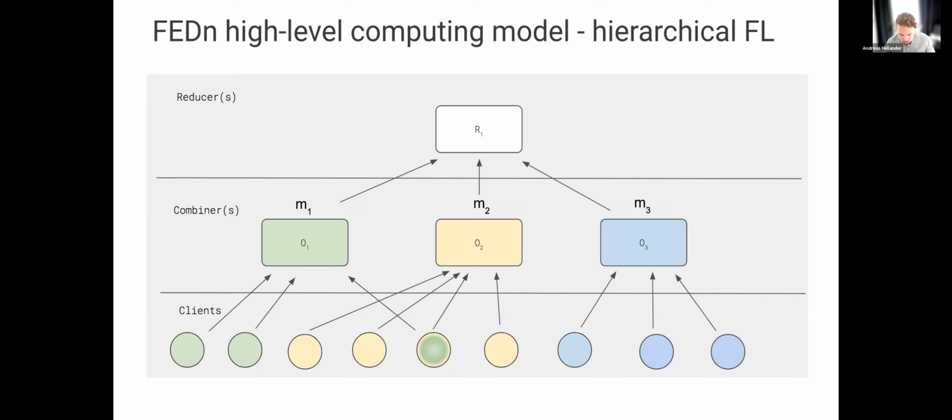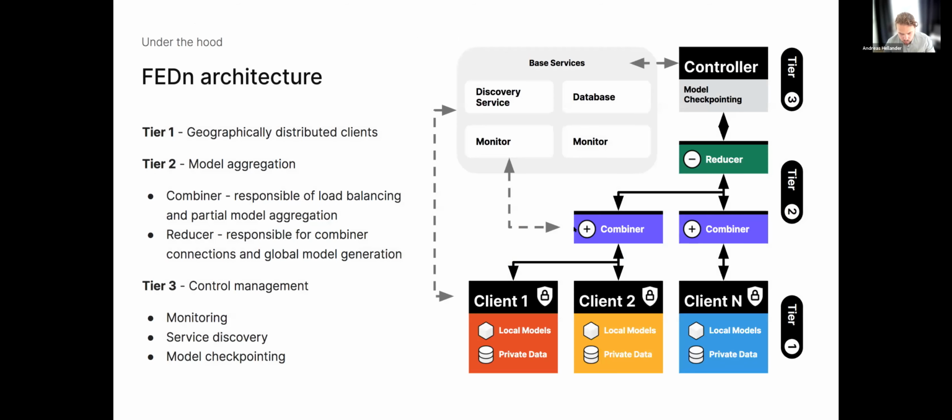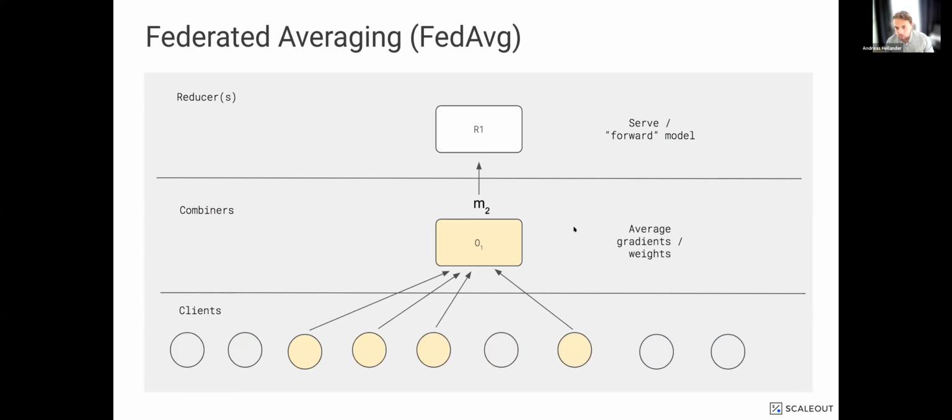First of all, we of course support the case where you have only one combiner, and then you're back to the federated averaging case. But the API is very flexible in that sense. I will come back to that. There are pluggable modules for how you assign and connect clients.